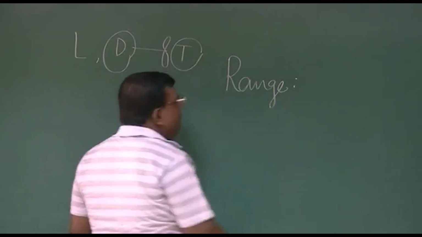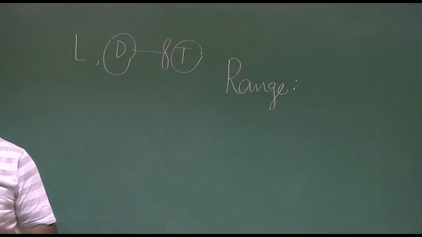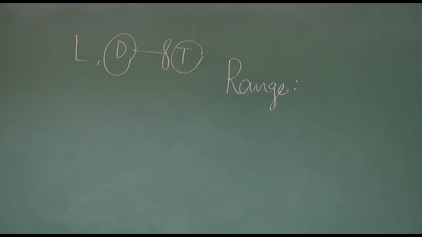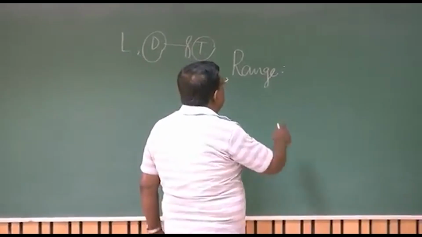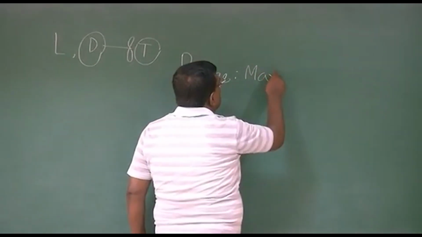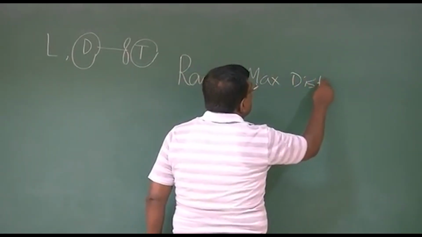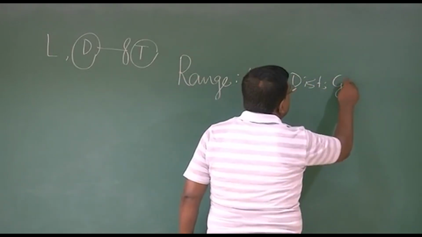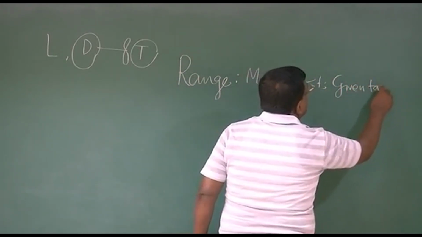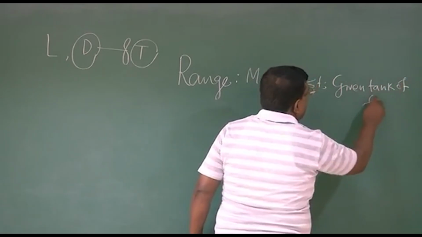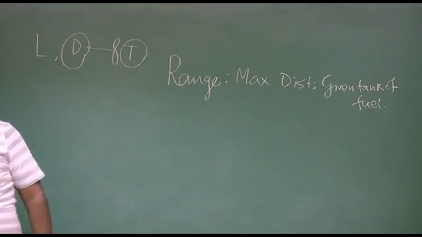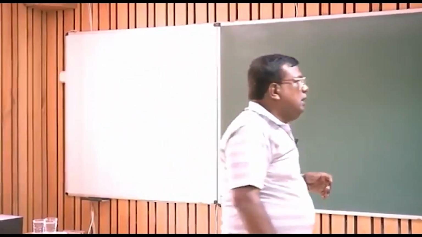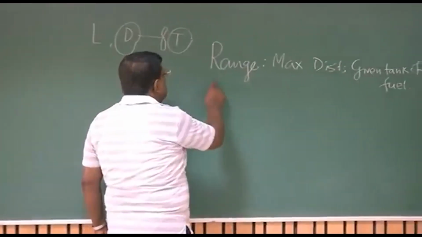what do you mean by the range of an airplane? It is the maximum distance it can travel for a given tank full of fuel. That is range. Similarly, I also may be interested to stay for a larger time in the air, which we call loiter. There we define a term called endurance.